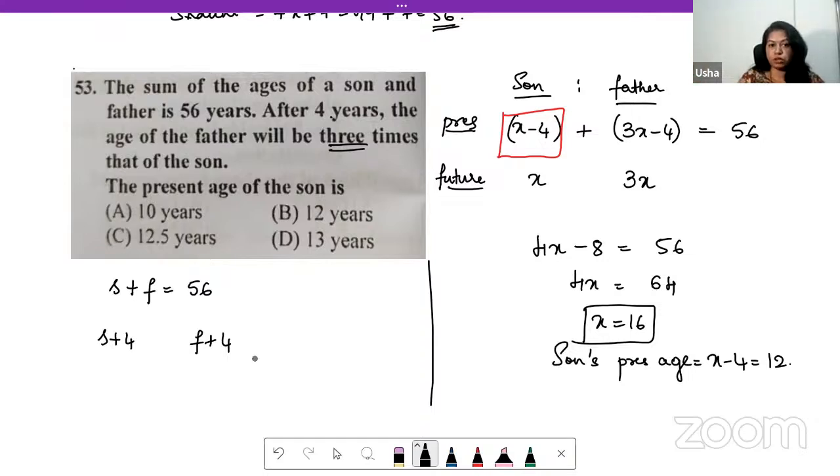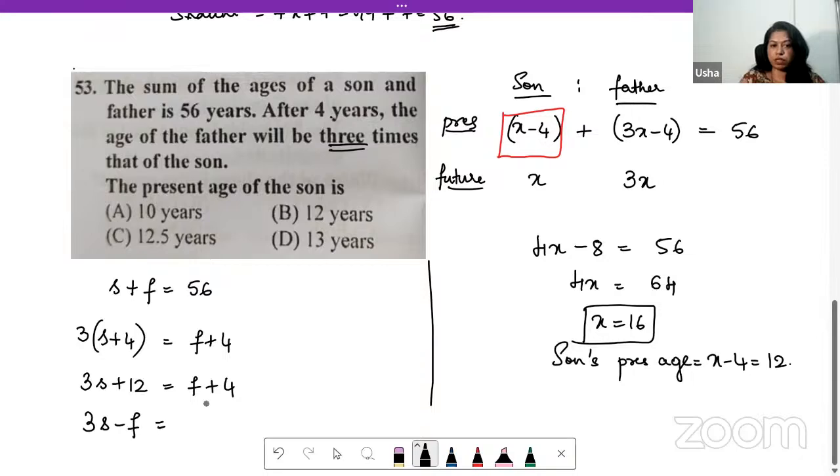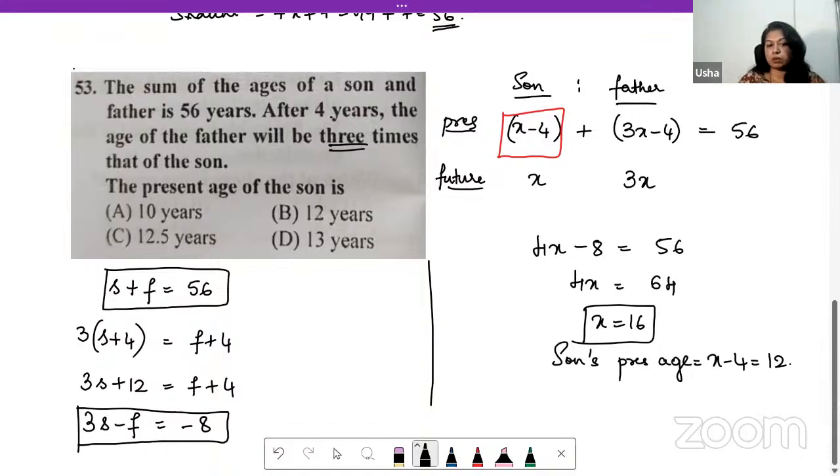In this future, the father's age is 3 times the son's age. Now simplify this. By simplifying this, you will get another equation for S and F. It is 3S plus 12 equals F plus 4. Now take this to the left hand side. You get 3S minus F equals 4 minus 12, which is minus 8. Now this is one equation. This is another equation.